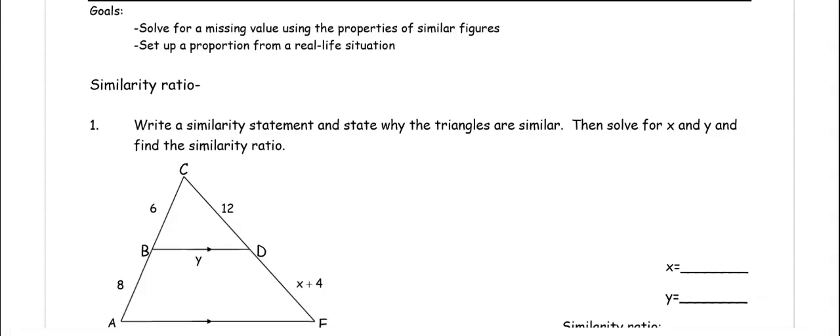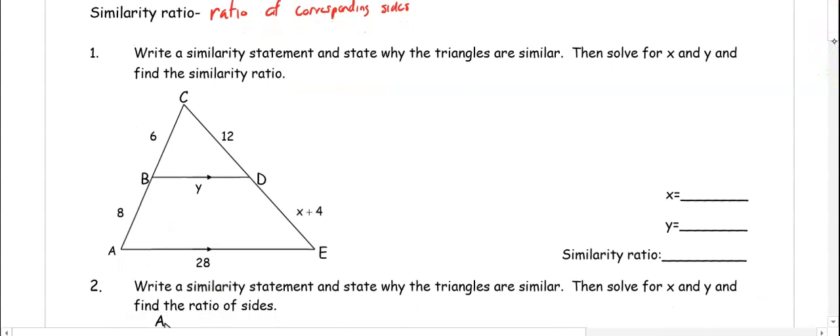This video is about solving for a missing value using proportions of similar figures and setting up a proportion from a real life situation. So remember that a similarity ratio is the ratio of the corresponding sides. So number one, we want to write a similarity statement, state why the triangles are similar, then solve for x and y and find the similarity ratio.